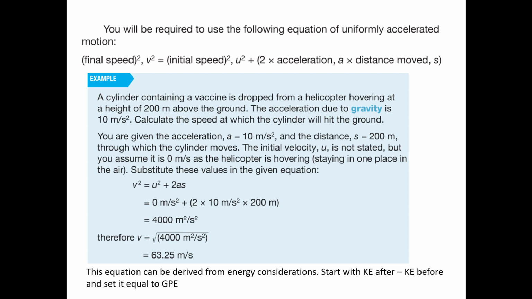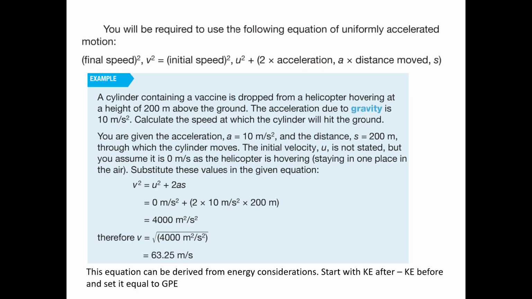Calculate the speed at which it hits the ground, so the final speed. You're trying to work out v, and we assume that u is equal to 0, because it's hovering at the start. If you put those numbers into v squared equals u squared plus 2as, you get 0 plus 2 times either 10 or 9.8 times 200. Using the easier 10, you get 4,000, which is equal to v squared. So you square root 4,000, which comes out to 63.25 to 2 decimal places, meters per second. That's quite a complicated one.